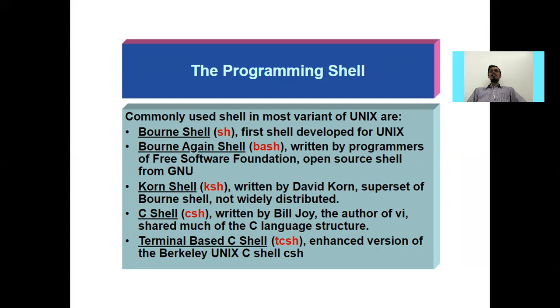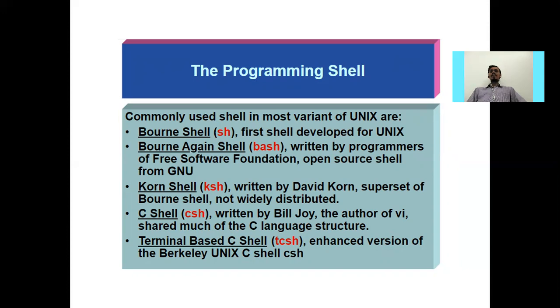GNU is a public community, an open source community. The Bourne Again shell is written by programmers of this community. Third is the Korn shell or ksh shell, written by David Korn, a superset of the Bourne shell, not widely distributed. The Korn shell is not widely distributed.